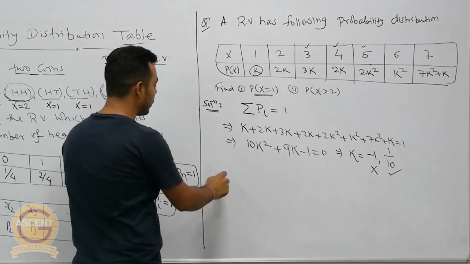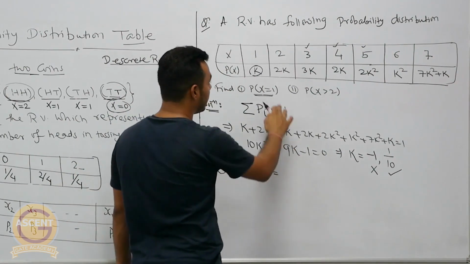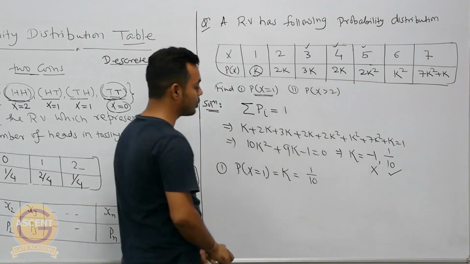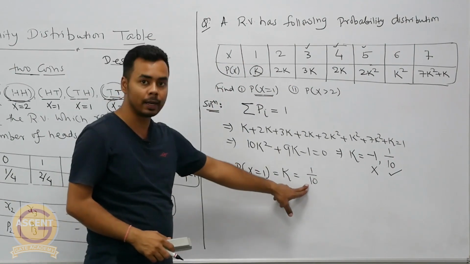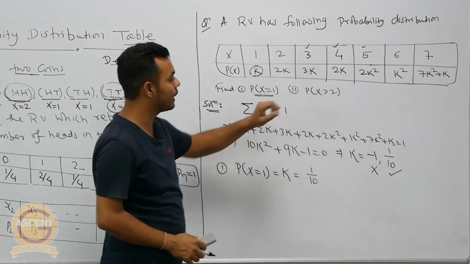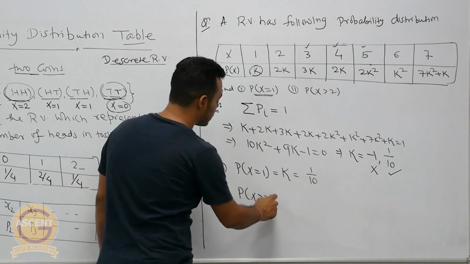Now the first part of the problem is to find the probability that x is equal to 1. From the table you can see that this will be k, and the value of k is 1 by 10. So the answer to the first part of the problem is 1 by 10. And the second part of the problem is to find the probability that x is more than 2.